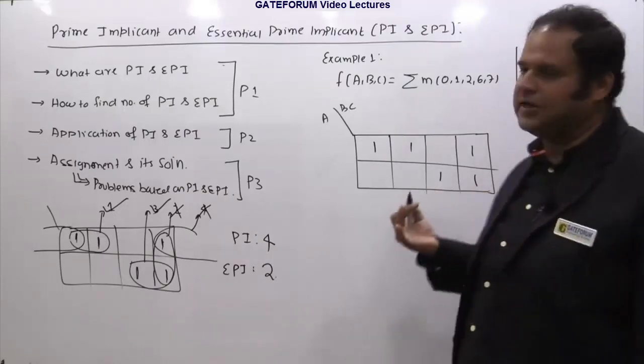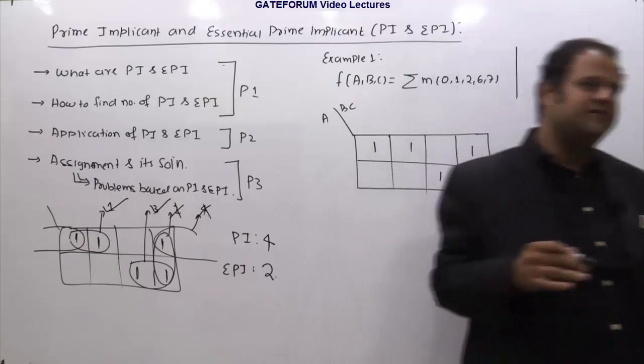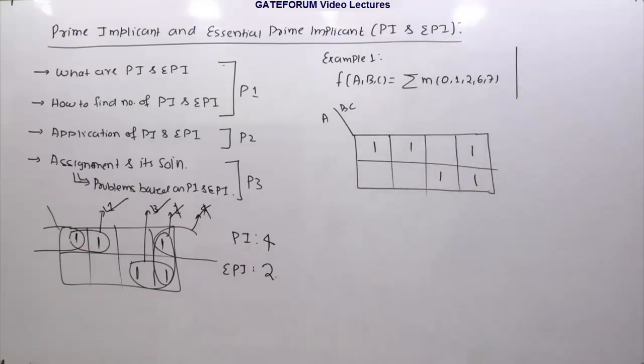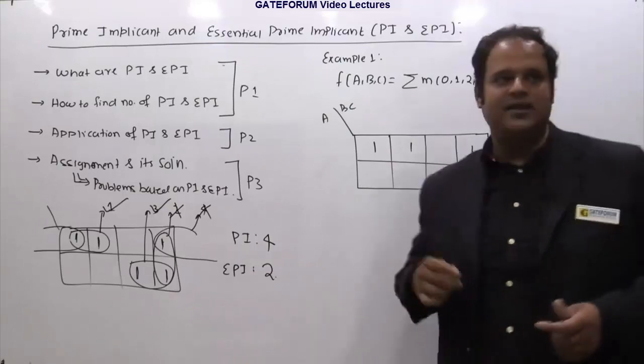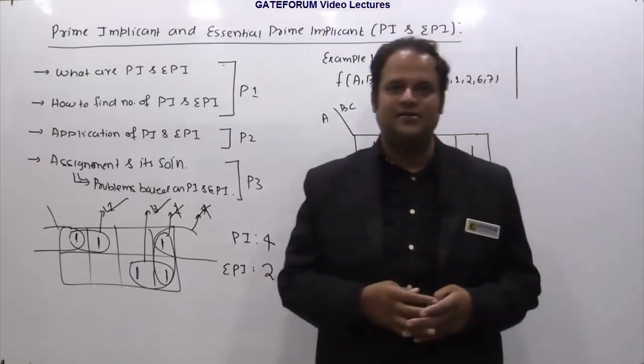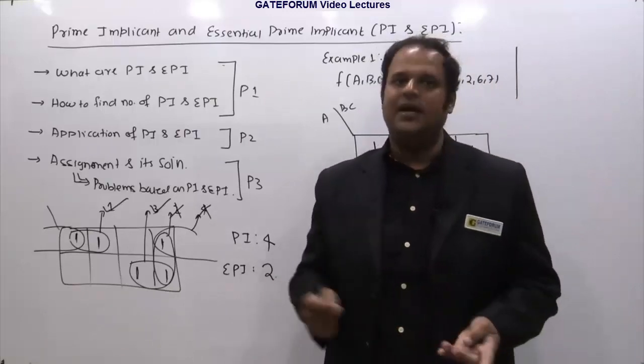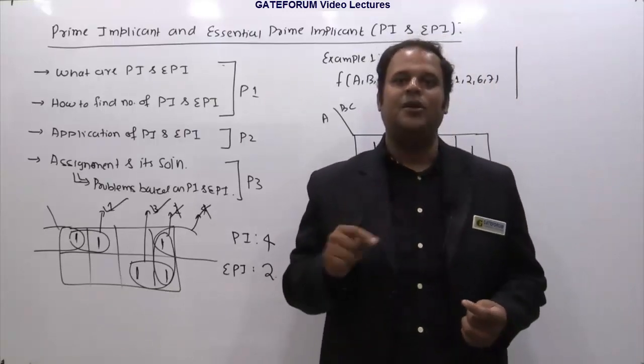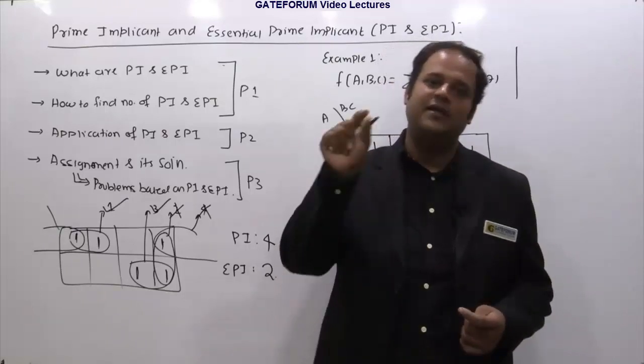So basically, let me summarize what I have done. To find this PI and EPI, I have first plotted the K-map, then I have done the groupings, but I have also done the redundant groupings. Redundant groupings are those groups which are not necessary for minimization, but still we are doing that. While doing that, we have made sure we are not putting a smaller group completely inside a bigger group.